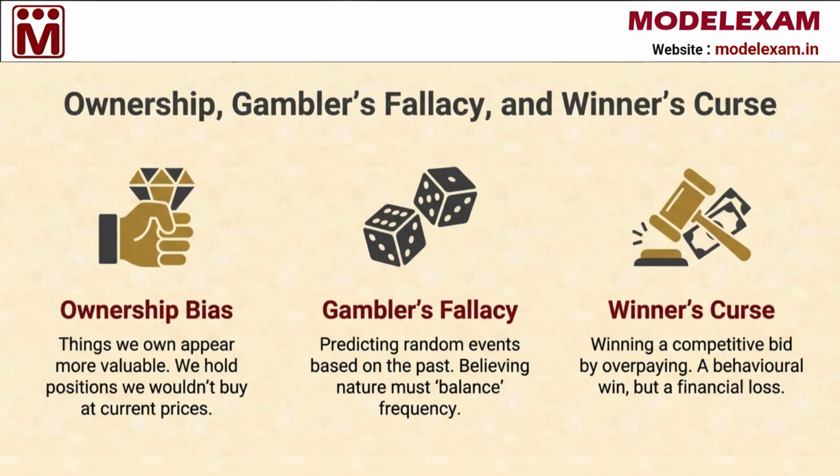Next, we have three more traps. First is ownership bias, also known as the endowment effect. Things we own appear more valuable to us simply because we own them. We might hold positions we would never buy at the current price. Middle is the gambler's fallacy. This is the mistake of predicting random events based on the past, like thinking a coin must land on heads because it landed on tails 5 times in a row. Finally, there is the winner's curse. This happens in competitive bidding. You might win the asset, but because you overpaid, you suffer a financial loss.